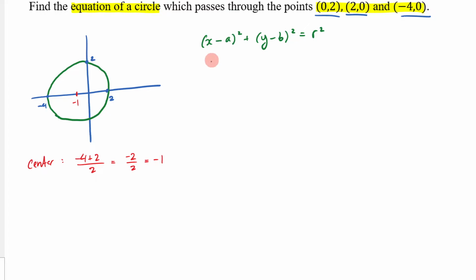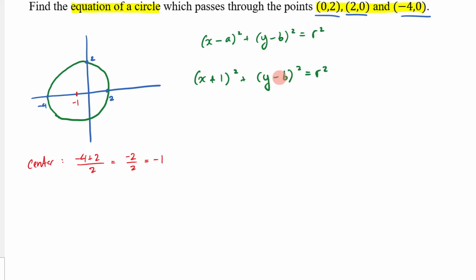So that means I can already make a replacement. I can say that what we're dealing with is (x + 1) squared plus (y - b) squared is equal to r squared. So I'm putting a -1 in there to get that. Once you put a negative in, it becomes a positive. That makes sense because you take the opposite of the sign, so this means you're moving 1 to the left.